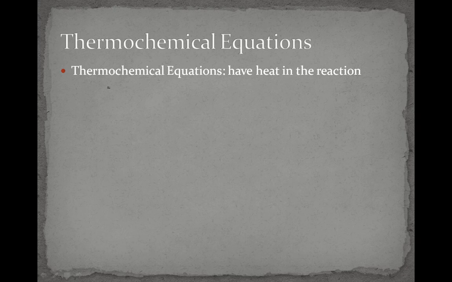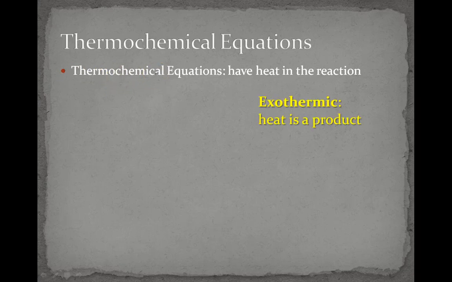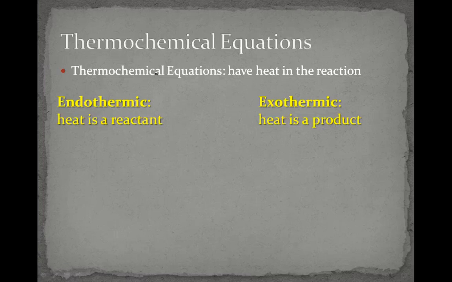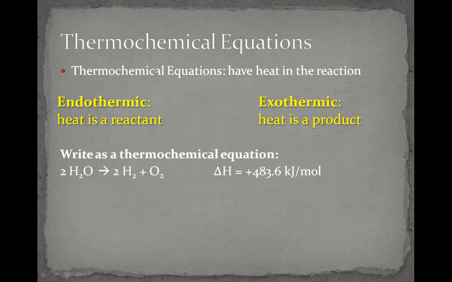And when you include the heat for a chemical reaction in the chemical equation, you call that a thermochemical equation, right? Because thermo means heat, chemical talks about chemicals, so it's the equation that has heat in there. If heat is a product, it is an exothermic reaction. Think about it. Heat is given off, so heat is produced. An endothermic reaction, on the other hand, will have heat as a reactant because heat has to be added or put in to make the reaction occur.